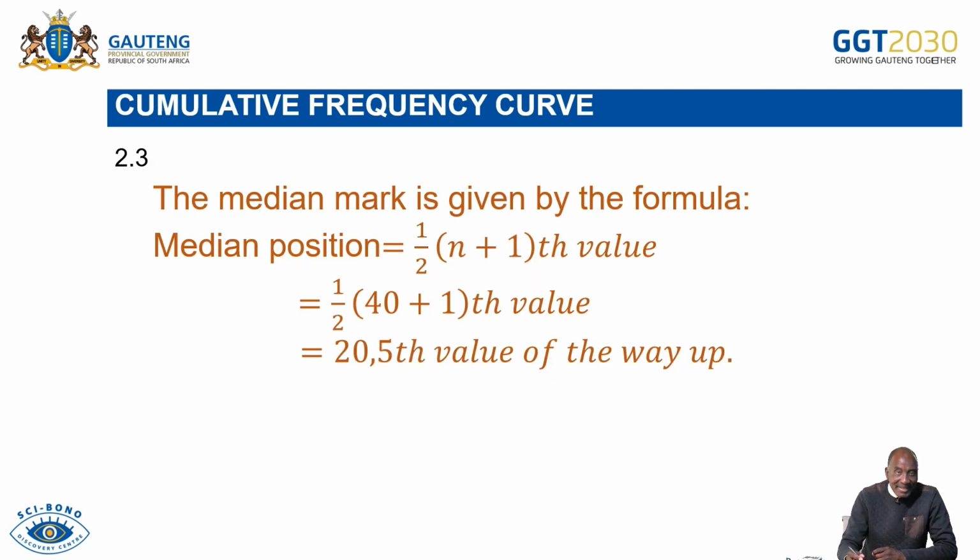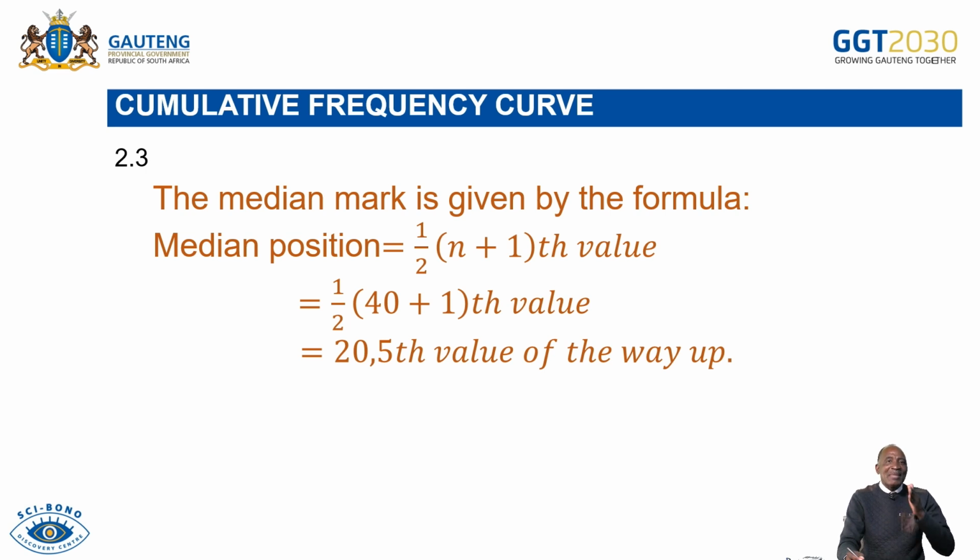Right. The next question asks us to determine the median mark, which is given by the formula. We're going back to the positions. We by now know that if you want to find a position in statistics, you take the number of observations, you add a 1. Why do we add a 1? It was discovered that when you add a 1, you locate the actual position that you are talking about.